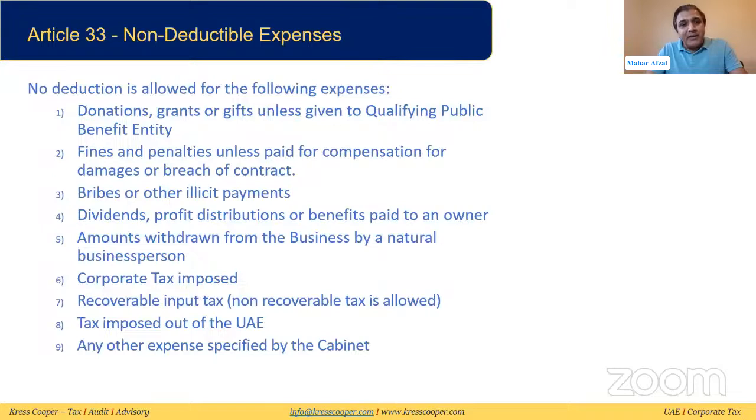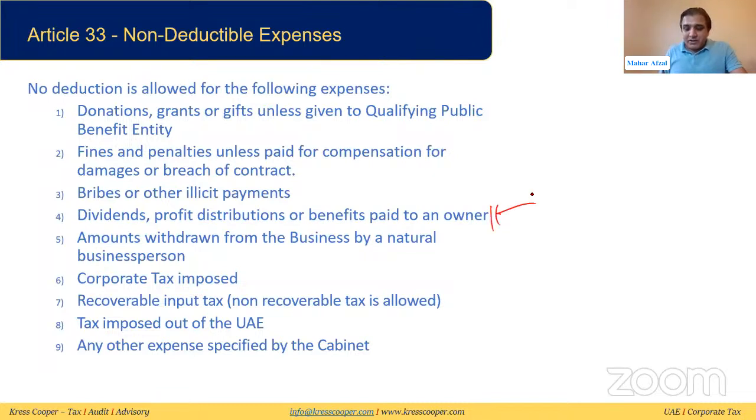Fines and penalties, unless paid as compensation for damages or breach of contract, you can claim. Otherwise, fines and penalties you cannot claim. Bribes and other illicit payments you cannot claim. Dividends, profit distribution, and benefits paid to the owner, you cannot claim. Dividends, profit distribution, or other benefits provided to the owner, you cannot claim.